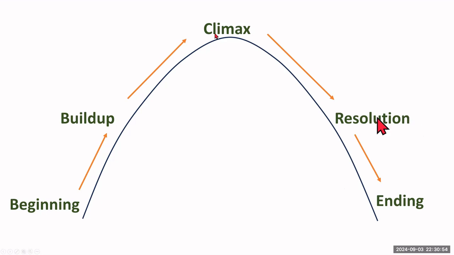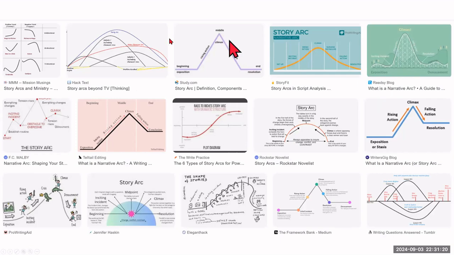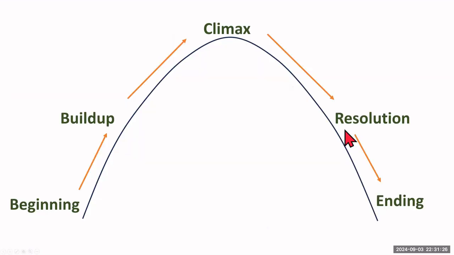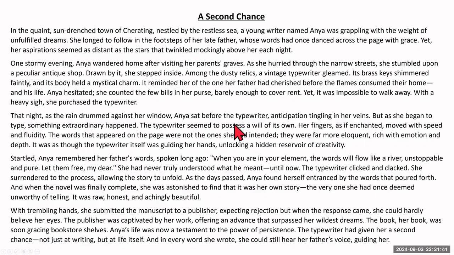So this is only one type of story arc. If you search the internet, you will find many different types of story arcs, including these. But for simplicity's sake, we will stick to this one today. So I have written a story based on this story arc. So this is my story. The title is A Second Chance. I have 5 paragraphs. So beginning, build up, climax, resolution, ending.